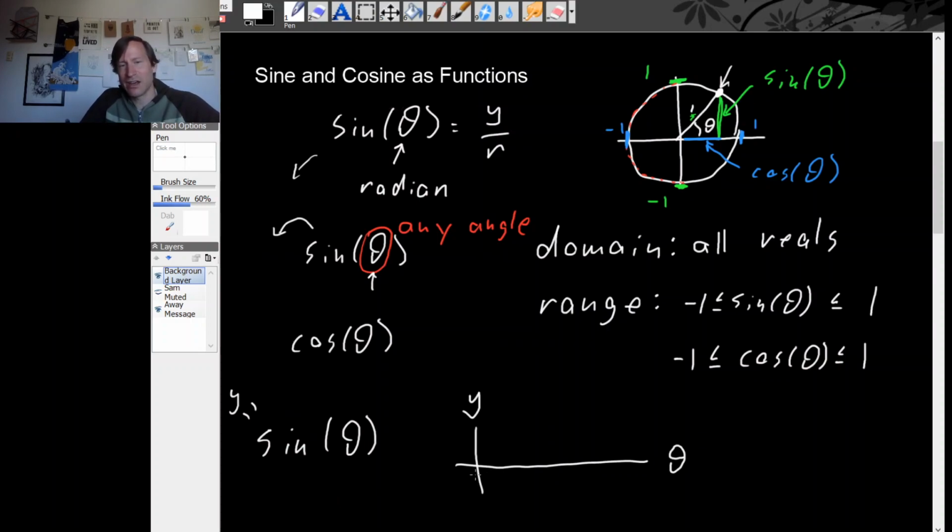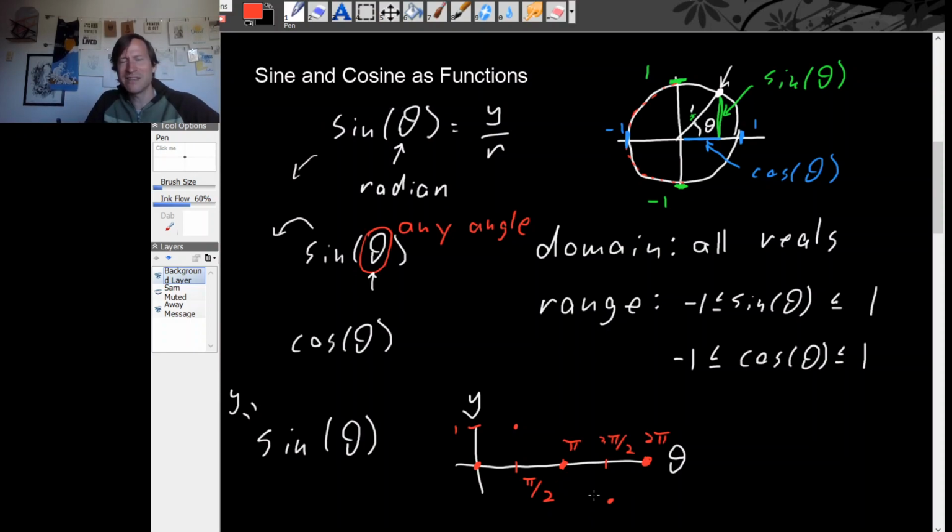And to get a graph, you do what you usually do. You just plot a bunch of points. So for example, sine of 0 is 0, so we could plot that point here. And then sine of pi over 2 is 1. You could plot that point here. And sine of pi is 0 again. Sine of 3 pi over 2 is minus 1, and then sine of 2 pi is 0 again.